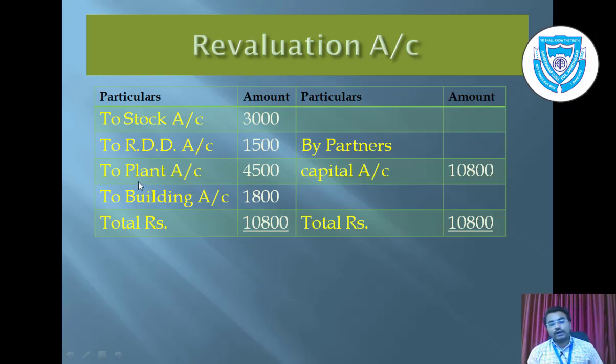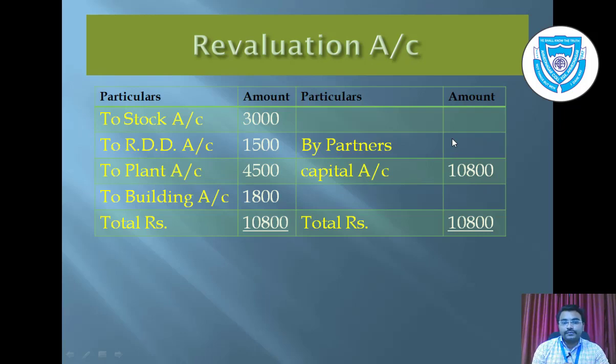What about RDD? Whenever RDD is created or its valuation increases, the RDD provision increases, and at that time you have to debit it. And the same figure I have written here, 1,500 of RDD created as per the adjustment of the problem, and nothing is credited to the revaluation account, so we will just add up all these figures, we get a total of 10,800, and we have to transfer this amount, balance this amount by partners capital account. That's why I have given credit by partners capital account.